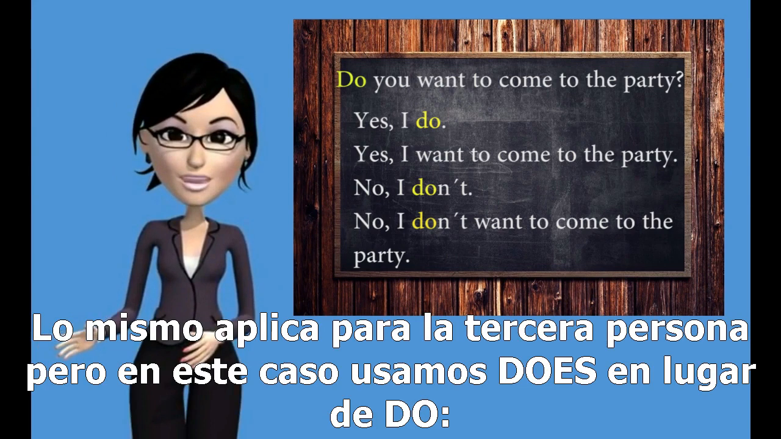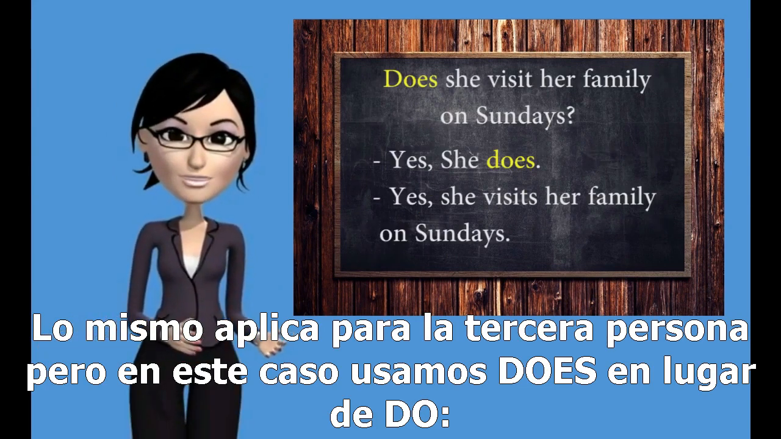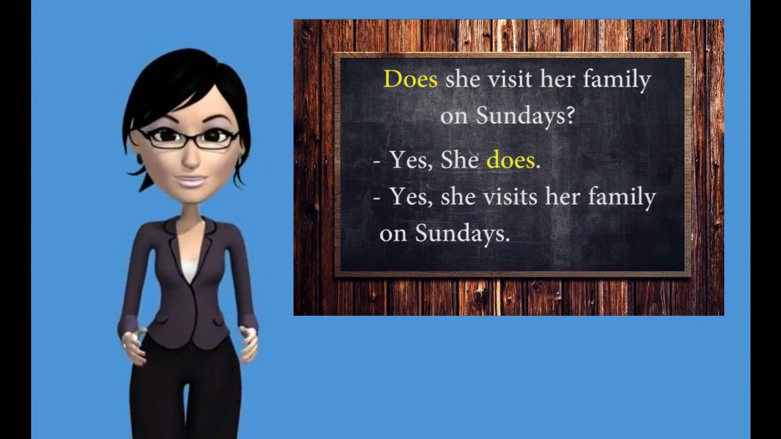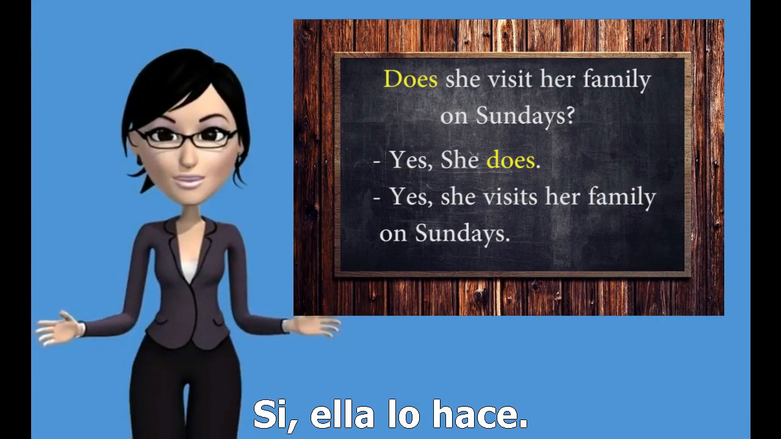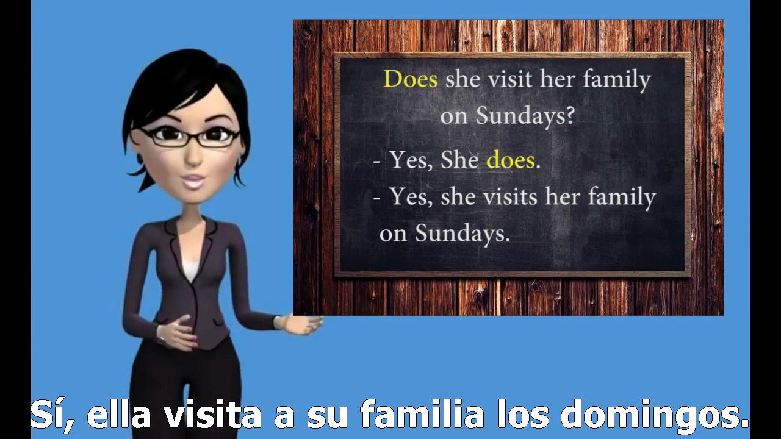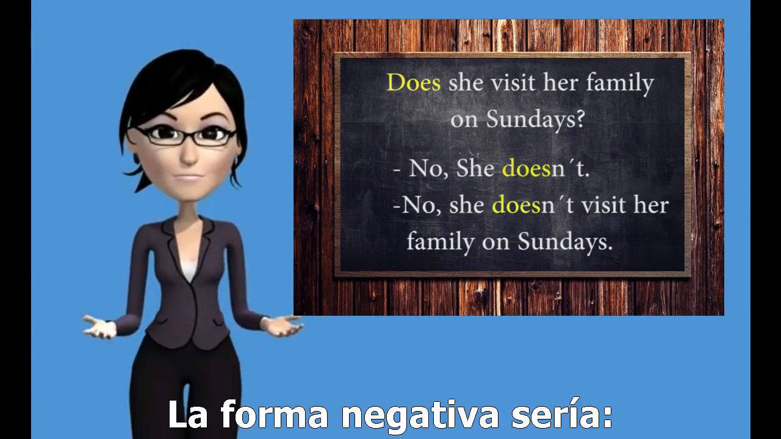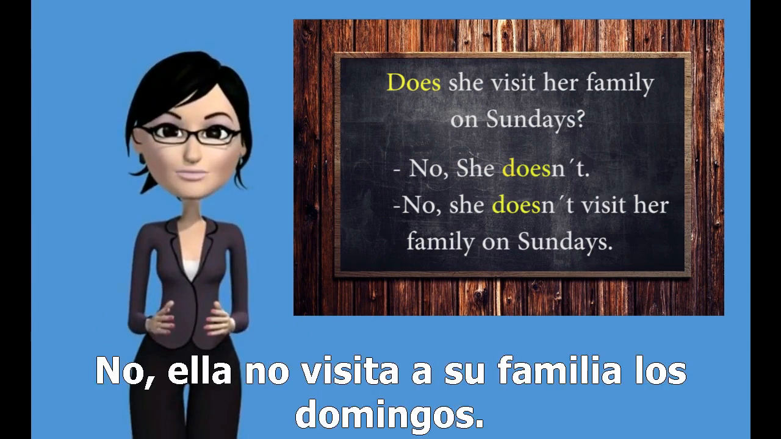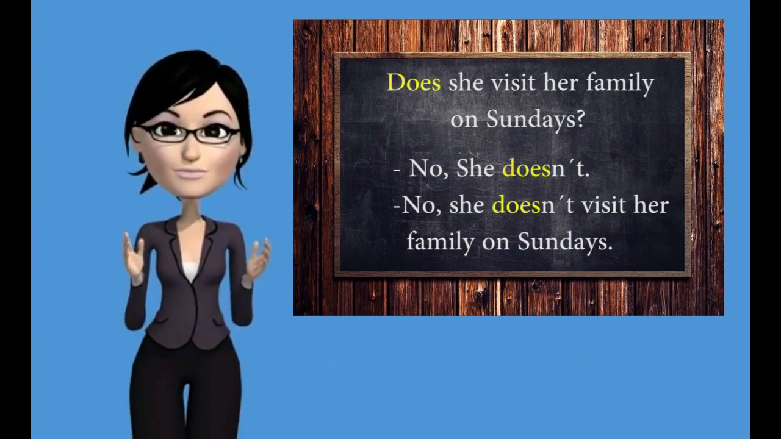The same thing applies for the third person, but in this case we use does instead of do. Does she visit her family on Sundays? Yes, she does. Or, yes, she visits her family on Sundays. The negative way would be: no, she doesn't. Or, no, she doesn't visit her family on Sundays.